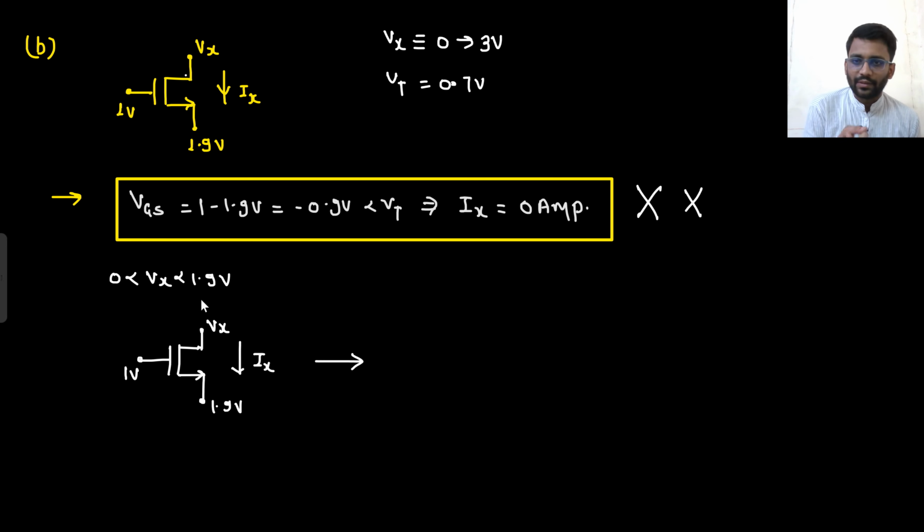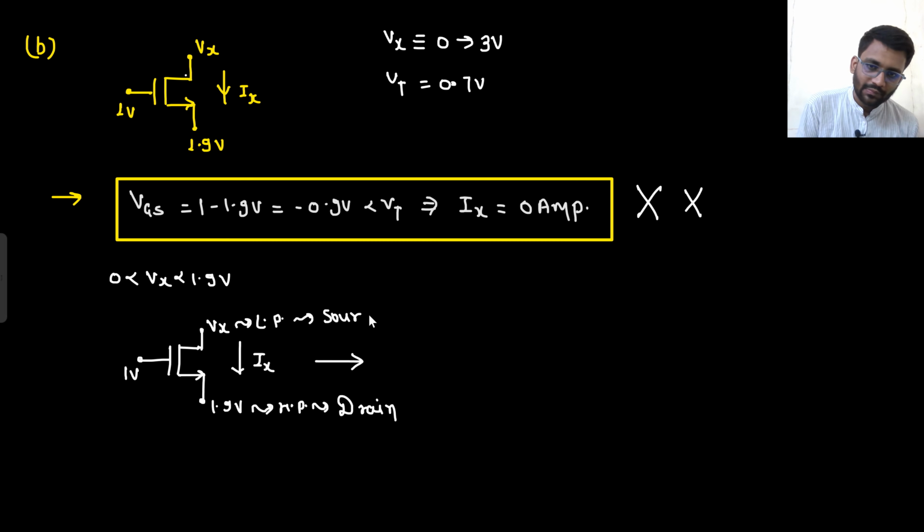So here Vx is at lower potential, and this is at higher potential. So this will become drain and this will become source. The current will be from drain to source, right? Current will be from drain to source. So you can show it something like this.